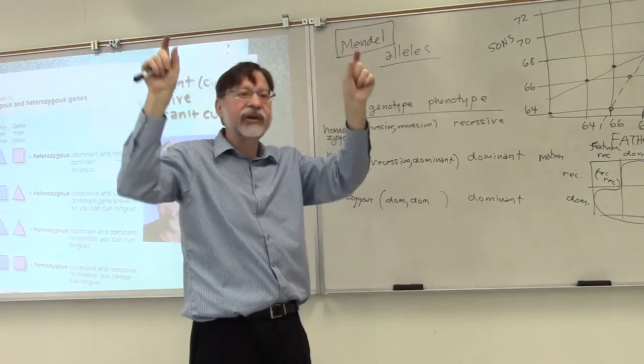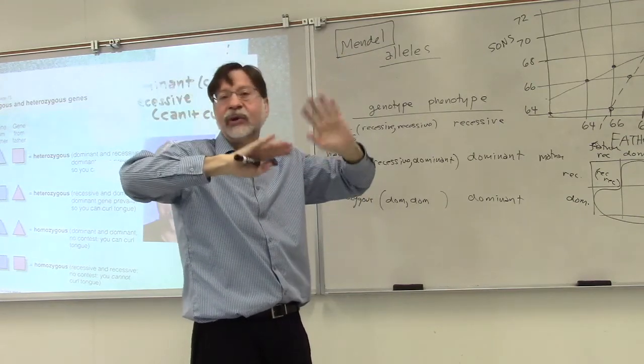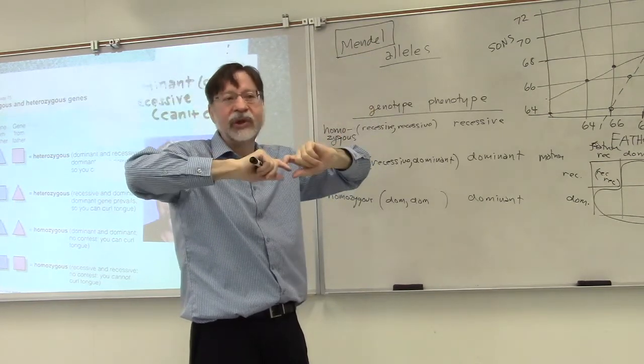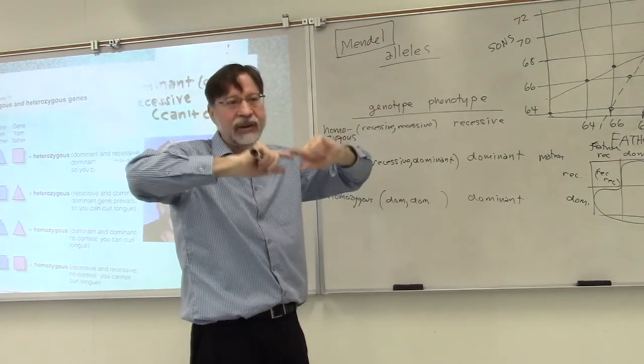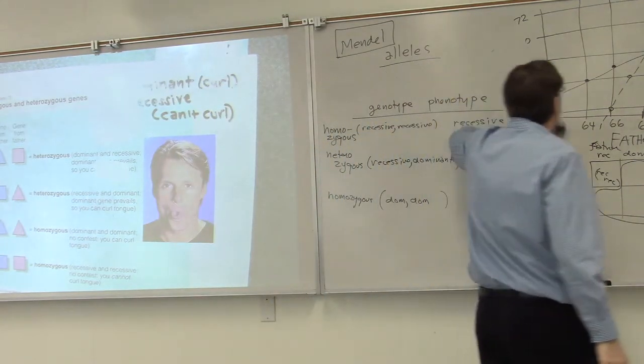So two blue-eyed parents should only have blue-eyed children, but a blue-eyed parent with a brown-eyed parent could have blue or brown-eyed children. Two brown-eyed parents could have a blue-eyed child because they could each carry a recessive, right? And so on. So this is basically the idea of Mendelian genetics.